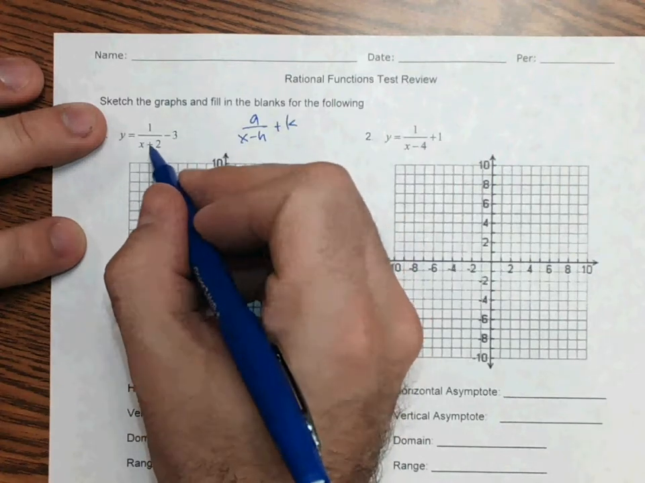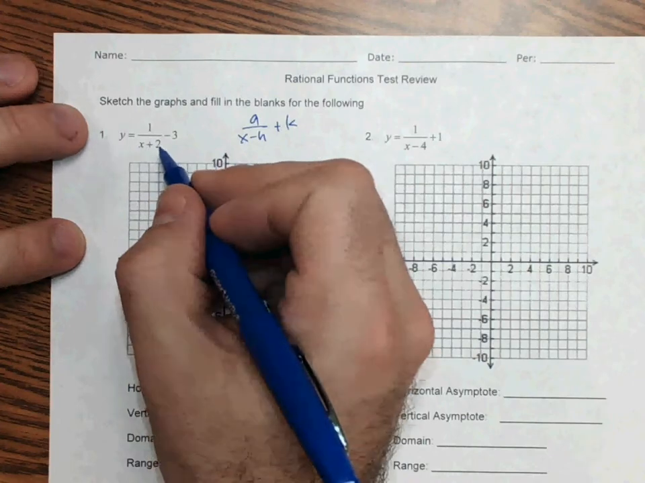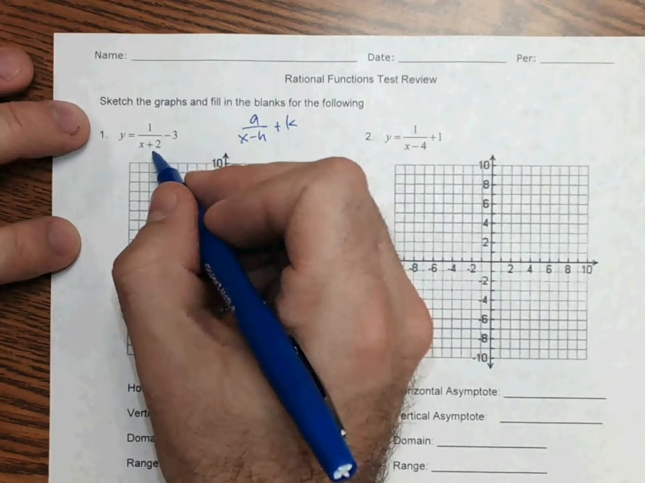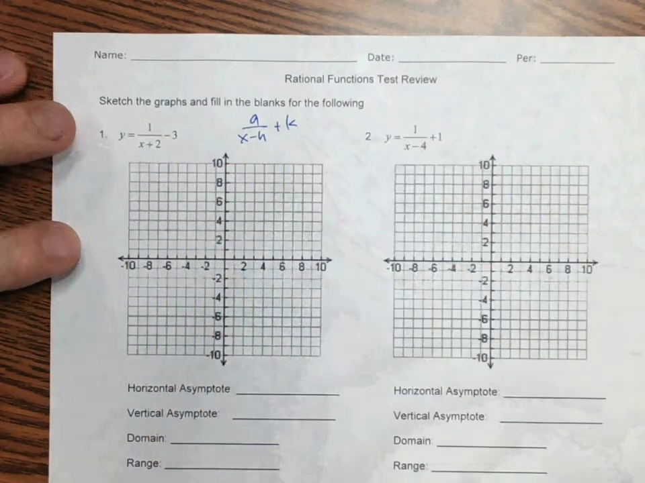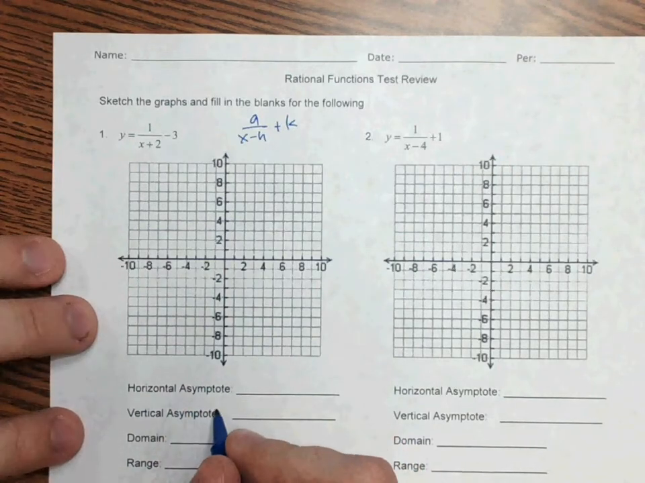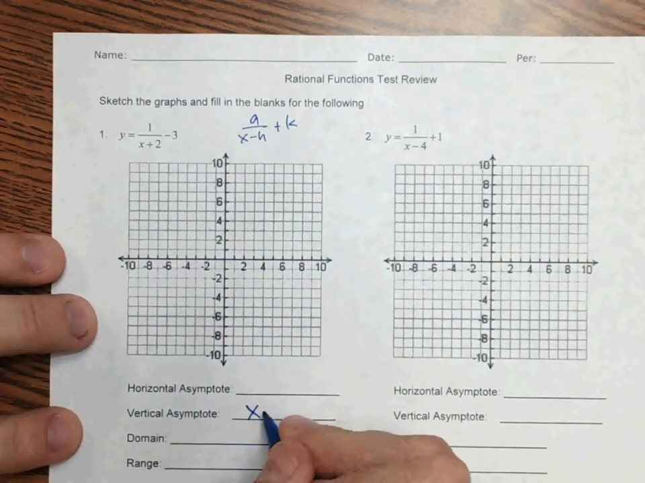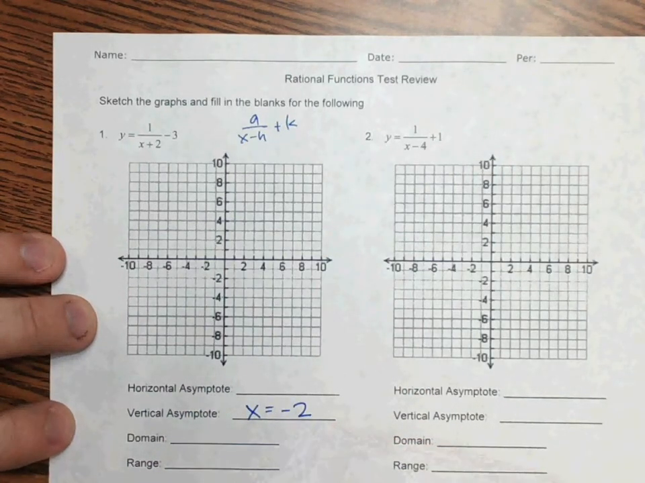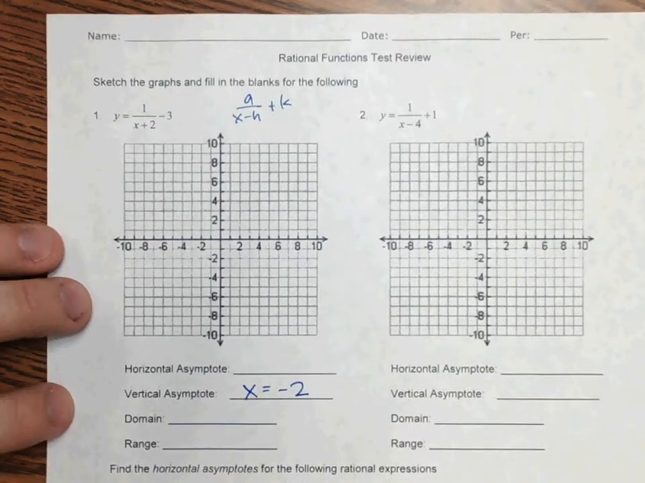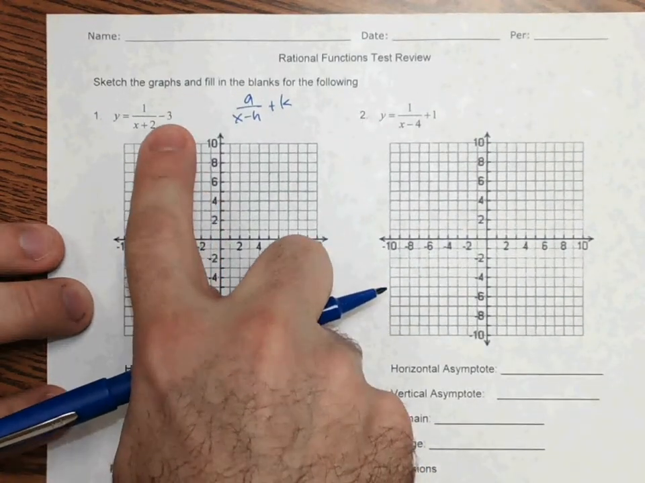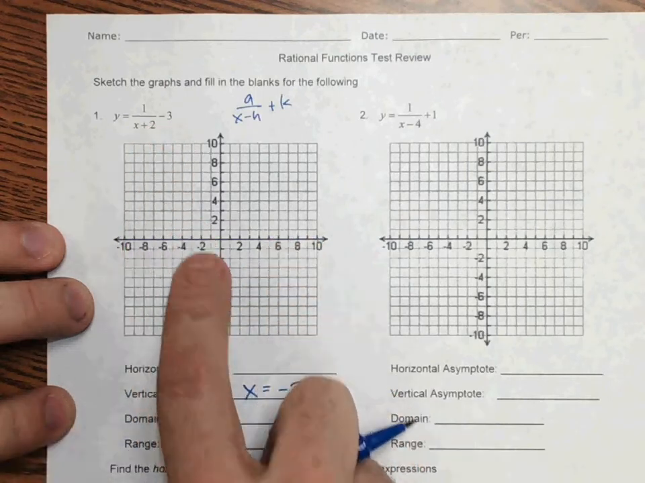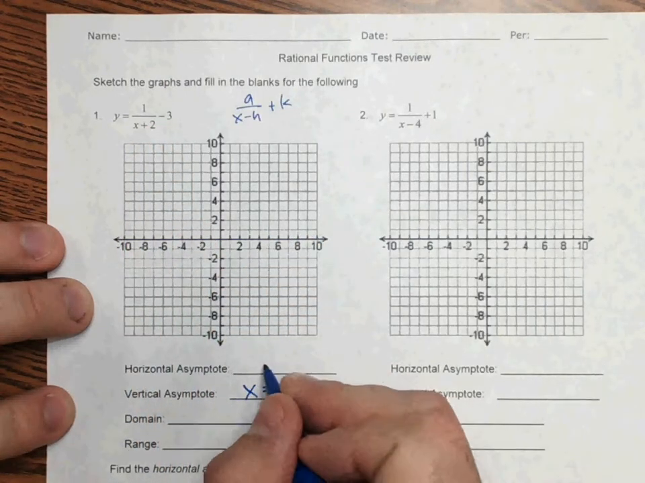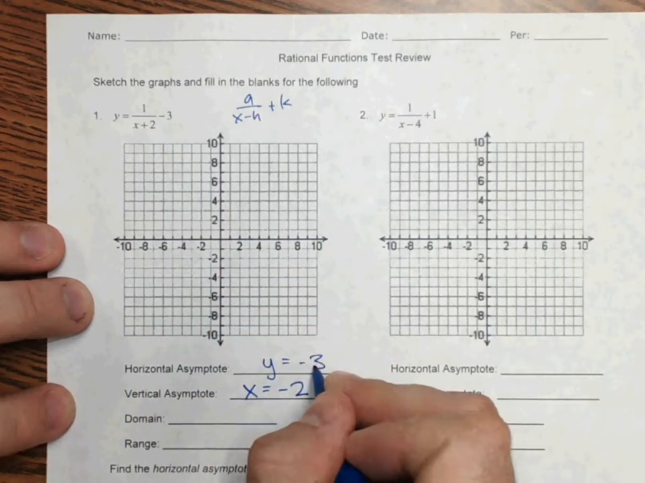So this x plus 2 is left and right movement. It means that we're going to move 2 units left. So 2 units left means that we're going to have a vertical asymptote at x equals negative 2. Okay? The minus 3 means the graph or the asymptotes are going to move downward. So that's going to be a horizontal asymptote of y equals negative 3.